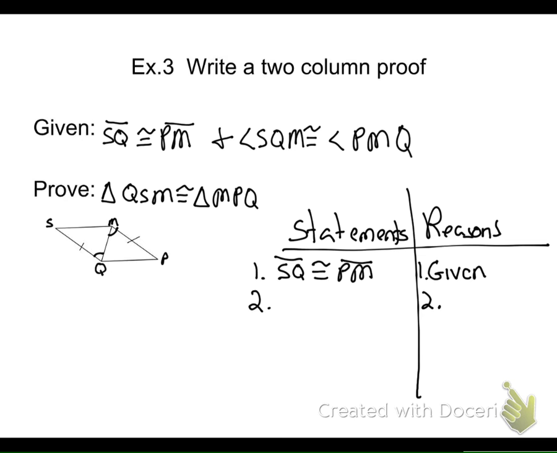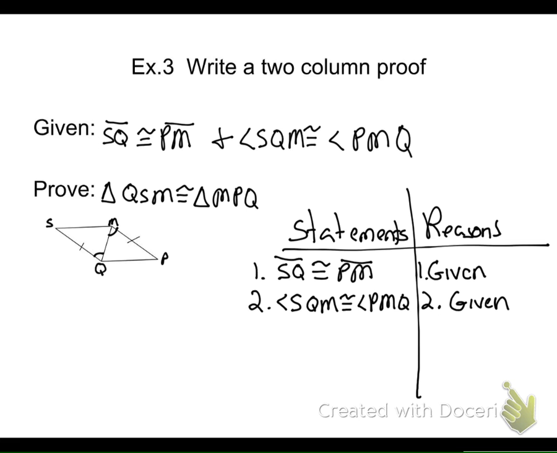We also are given the fact that angle SQM is congruent to angle PMQ. And that was also just given in our problem. And now we have to look at our picture. So we have to use either side, side, side, or side, angle, side. So right now we have SQ congruent to MP, and we have these two angles congruent. So we have a side and an angle. So what are we missing?